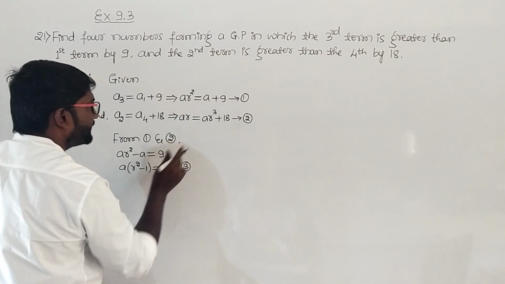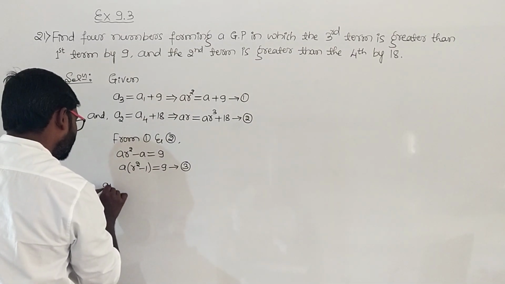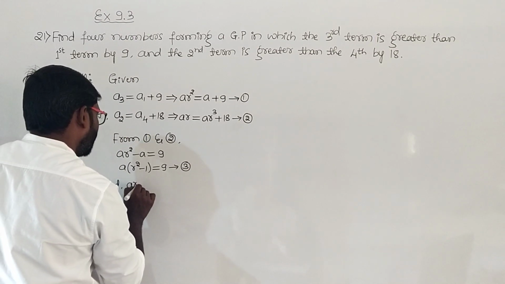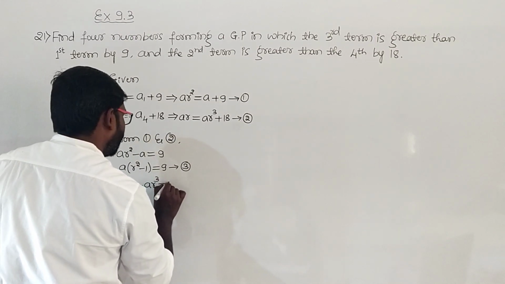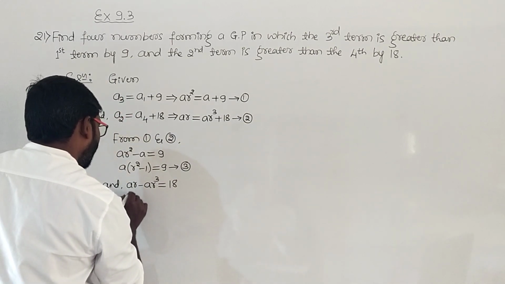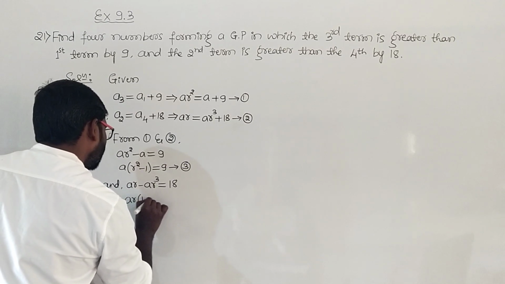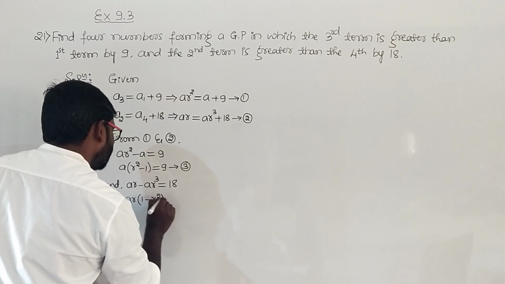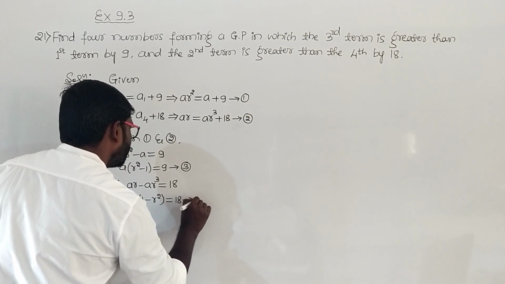And from this, take A into R cube to the left hand side: AR minus AR cube equals 18. Again we have A common here, AR common. We have AR into 1 minus R square, which equals 18. This is equation 4.